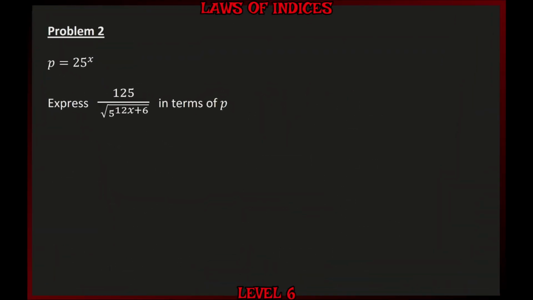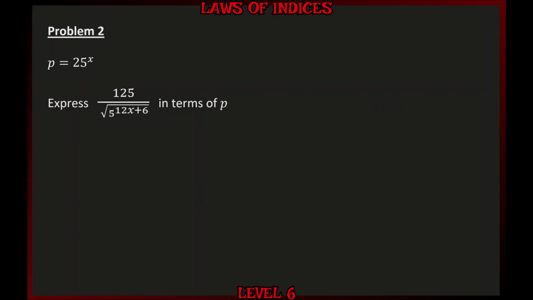In problem 2, we're told that p is equal to 25 to the power of x, and we need to express 125 over the square root of 5 to the power of 12x plus 6 in terms of p. Now in order to write this in terms of p, we would like to write the whole expression in terms of 25 to the power of x.